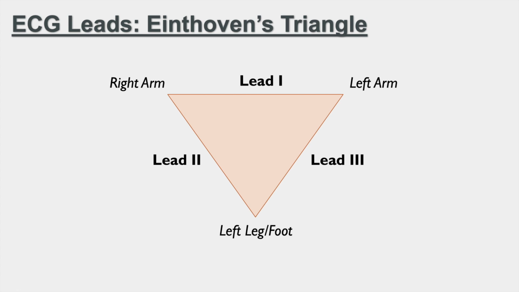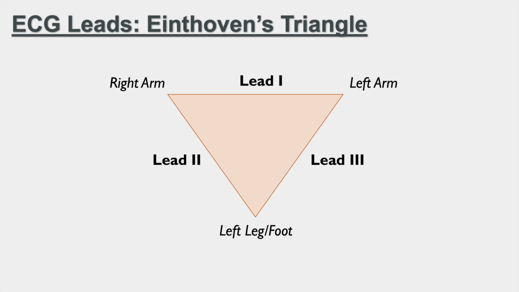So that's lead one. The lead two goes from the right arm to the left foot. And that again is a negative lead on the right arm going to a positive lead on the left foot. And the third lead is from the left arm to the left foot. So a negative lead from the left arm to a positive in the left foot. So these are the three leads from Einthoven's triangle.